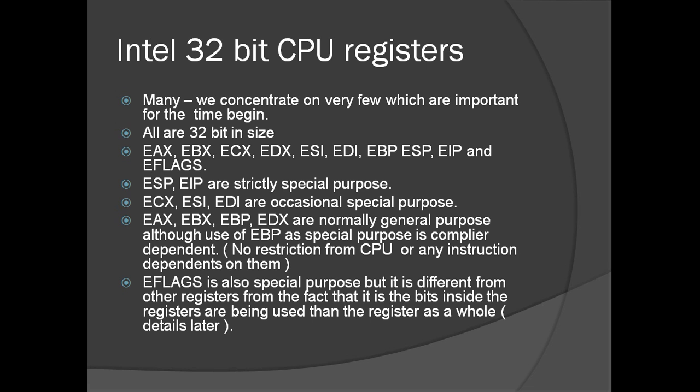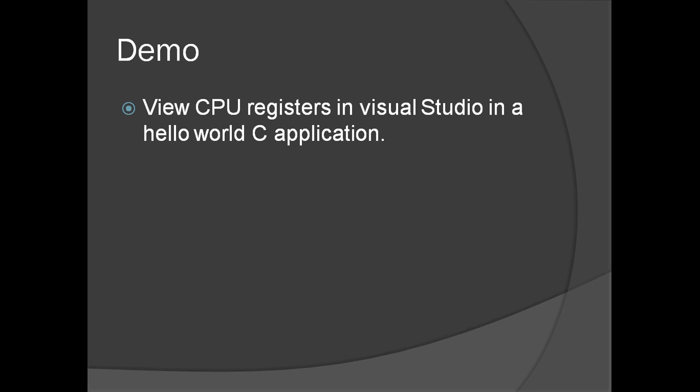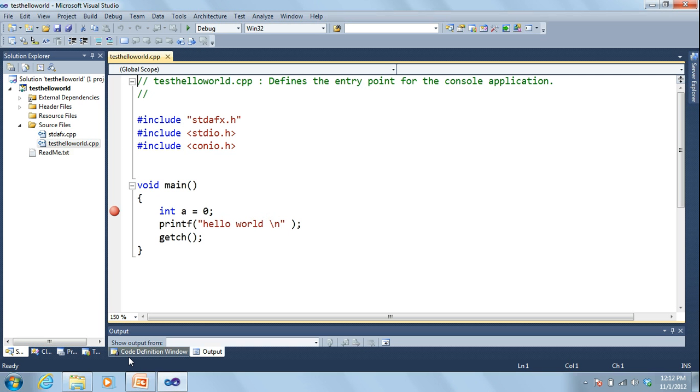eFlags is also a special purpose register, but it is different from the other registers in that the bits inside the register are used rather than the register as a whole. We will see the details later. It is important to understand and remember the names of the registers and their uses. So let's see a demo in Visual Studio in which we're going to see all these registers for a Hello World C application. This is just a simple Hello World application in Visual Studio.